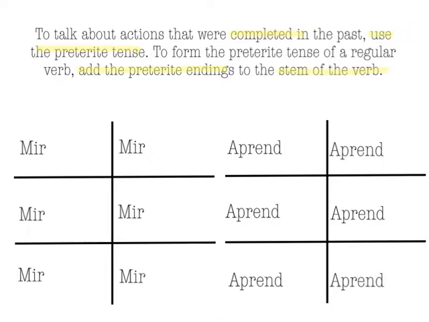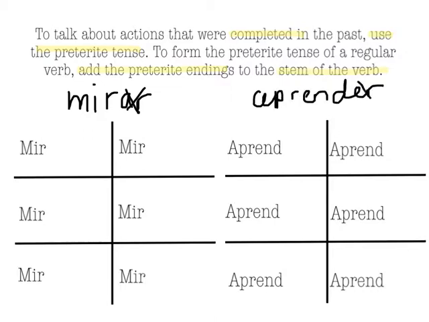Mirar means to look at or to watch, and it's an AR verb, so we'll cut off the AR to find our stem. And then aprender. Aprender means to learn, so we'll cut off the ER and our stem is aprend. Now you'll remember that ER and IR verbs in the preterite tense have the same endings, so we can just do an ER one and that'll count as our IR as well. So if you would go ahead and write these down in your notes, and that way you'll have these examples to work with as well.